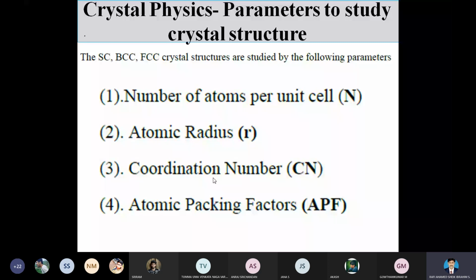So crystal structure, we can see here from this slide. We are going to consider three different crystal structures: simple cubic, body centered, face centered. See here, these three different crystal structures are cubic structures: simple cubic, body centered cubic, face centered cubic. So we have taken a cubic structure here. In that, we are going to study the variation.